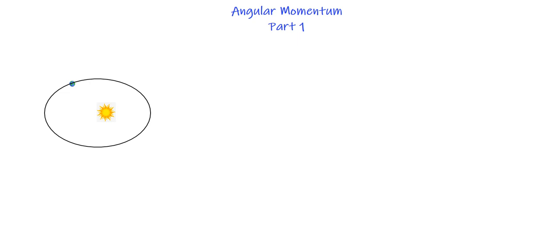Welcome to this video on angular momentum, part 1. In this video, our main objective is going to be to come up with a rotational analog for linear momentum and to look at it from the perspective of planetary motion. So we'll also end up developing some of Kepler's laws of motion in the same video.